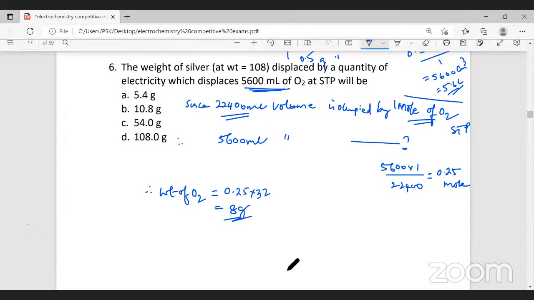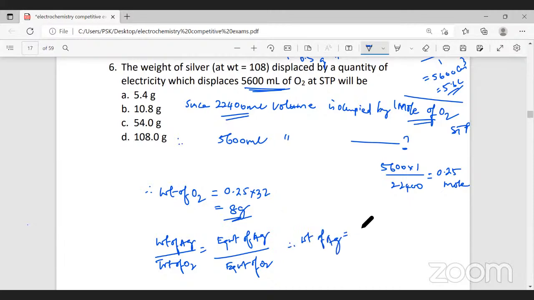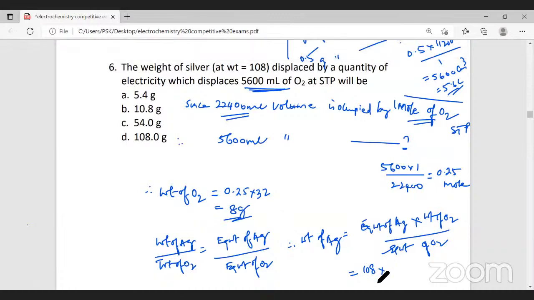now the weight of silver. Now, weight of silver divided by weight of oxygen is equal to equivalent weight of silver divided by equivalent weight of oxygen. So therefore, what will be the weight of silver? Weight of silver will be equal to equivalent weight of silver into weight of oxygen divided by equivalent weight of oxygen. See, cross multiply this, that's all. What is the equivalent mass of silver? We know it's 108.